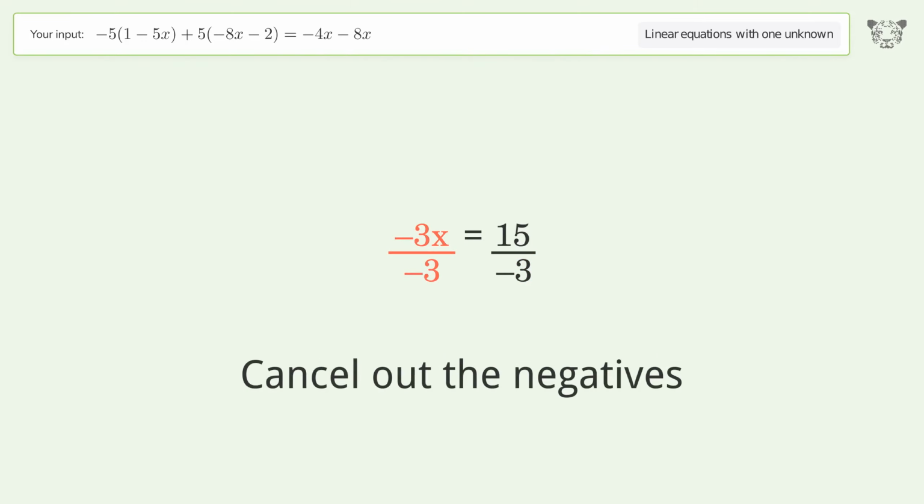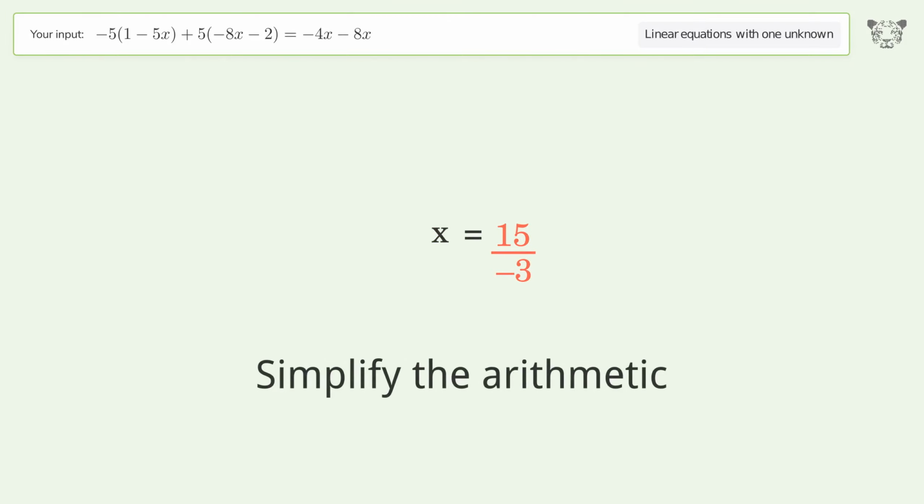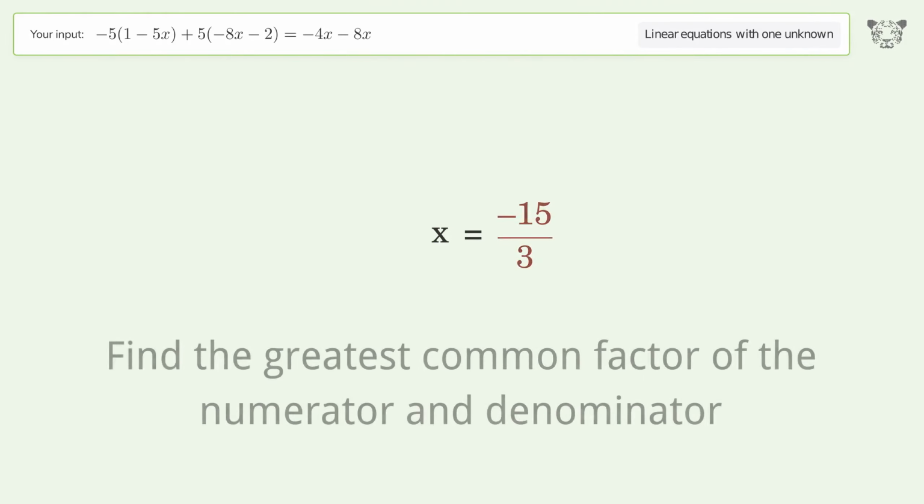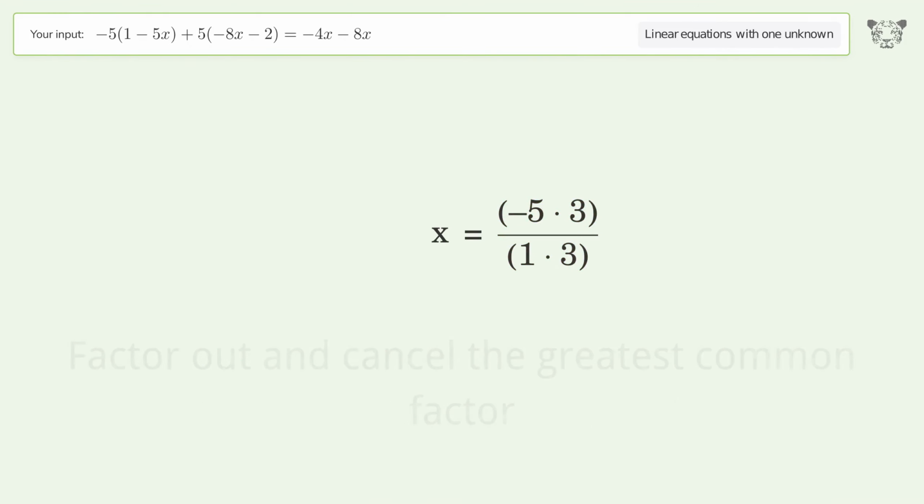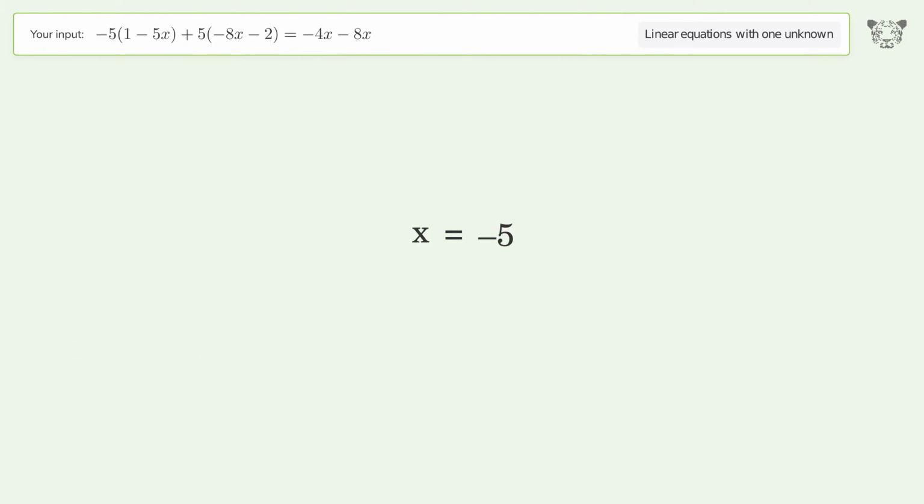Cancel out the negatives. Simplify the fraction. Simplify the arithmetic. Find the greatest common factor of the numerator and denominator. Factor out and cancel the greatest common factor. And so the final result is x equals -5.